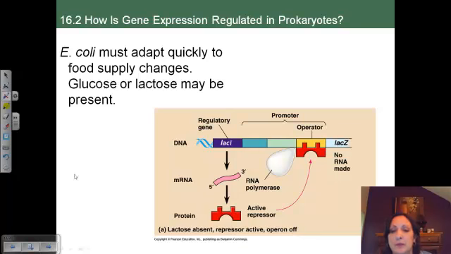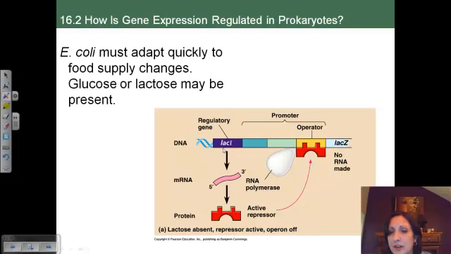So here's a chemical pathway. If glucose is available to an E. coli cell, a bacteria cell, it would rather use the glucose. Lactose can also be used as a food source, but it's not as efficient as glucose. So they'll prefer glucose. However, if there's no glucose, they can use lactose. And if there's a combination, they can use both. But they would rather use the glucose. They're going to get more bang for their buck there.